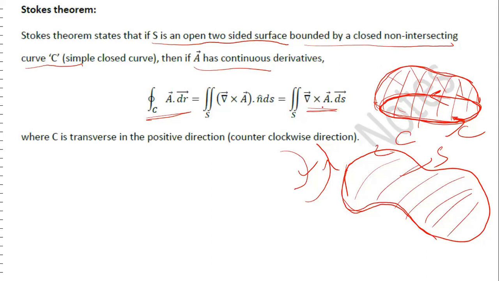Curl of the vector field means it measures the rotation of the vector field. So this is the total rotating flux across the surface, which equals what? The line integration of this vector field around this closed curve. This is what Stokes theorem says.